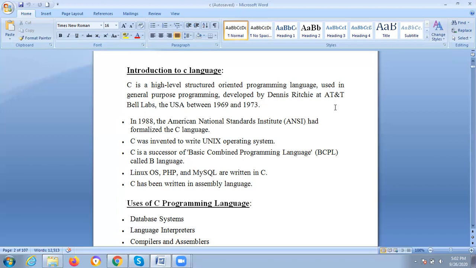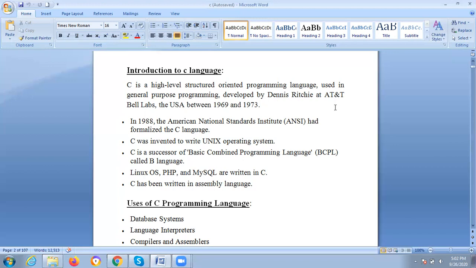And who developed C language? C language was developed by Dennis Ritchie in the year 1972. But from the year 1969 to 1971, there were so many developments done by Dennis Ritchie, where he worked at AT&T Bell Laboratories, USA, and finally in the year 1972 he developed C language.